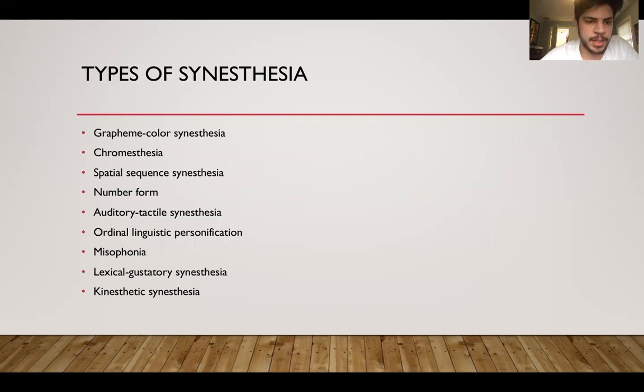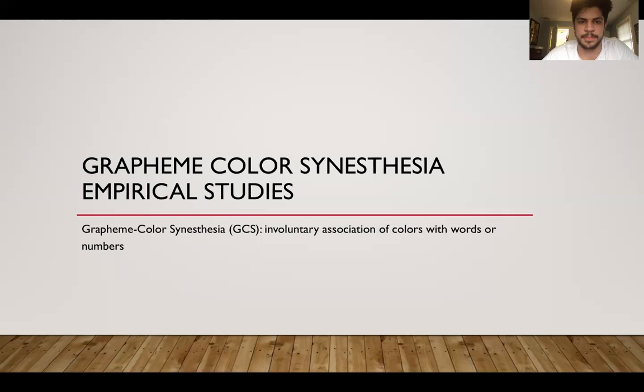Some types of synesthesia: there's grapheme color synesthesia, chromesthesia, spatial sequence synesthesia, number form, auditory, tactile synesthesia, ordinary linguistic personification, misophonia, lexical, gustatory synesthesia, and kinesthetic synesthesia. These are just some of the types. The names could differ slightly for some of them. I'm not really going to get into each one just because I want to focus more on GCS and SSS.